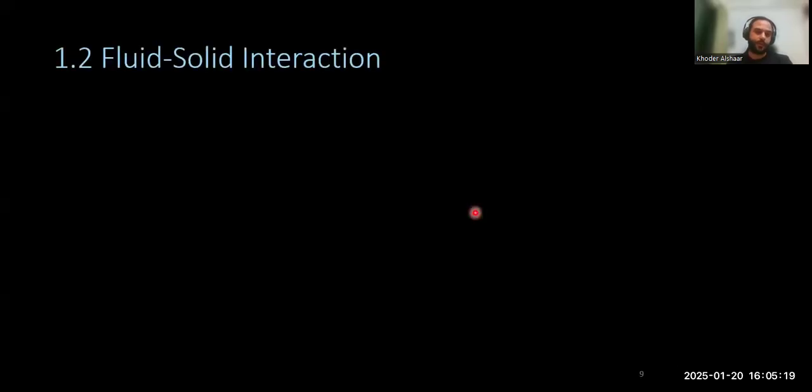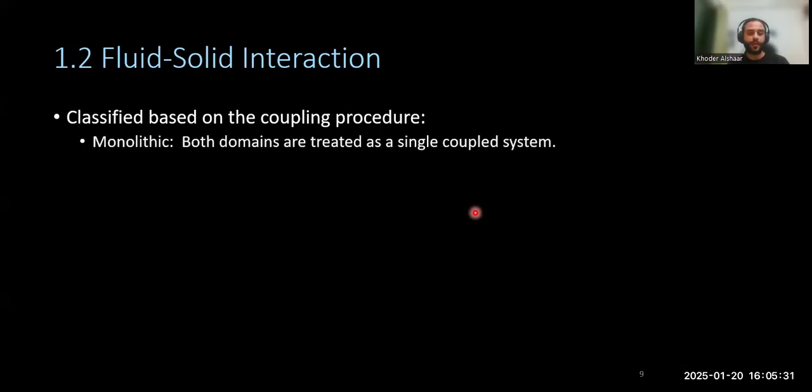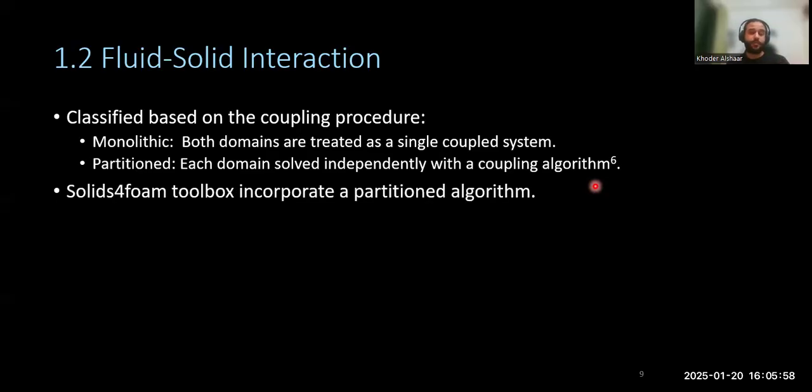So a general explanation about fluid-solid interaction: it is usually classified based on the coupling procedure. We have two categories. One is called monolithic, where both of the fluid and solid systems are considered as a single coupled system and solved together. And then we have the partitioned algorithm, where each domain is solved separately, and then we have a coupling algorithm to communicate between the fluid and solid domain. Solids for Form toolbox incorporates a partitioned algorithm.